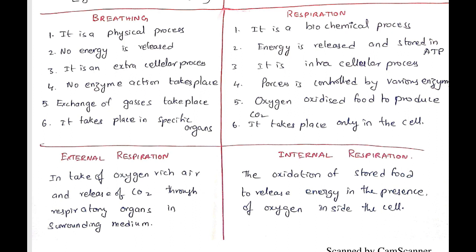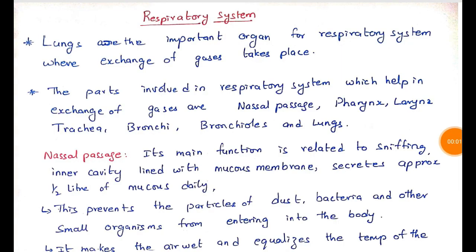I have given this terminology because you should not be confused when you see these terms in the exam, friends. External respiration is taking in oxygen rich air and release of carbon dioxide through respiratory organs in surrounding medium, friends. In internal respiration, there is oxidation of stored food to release energy in the presence of oxygen inside the cell. Now we will learn what is respiratory system, friends.